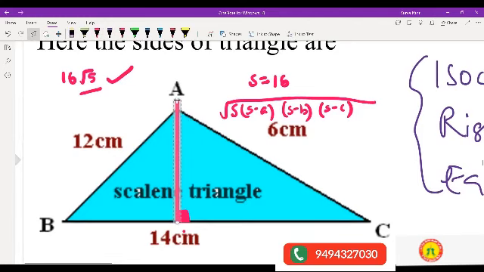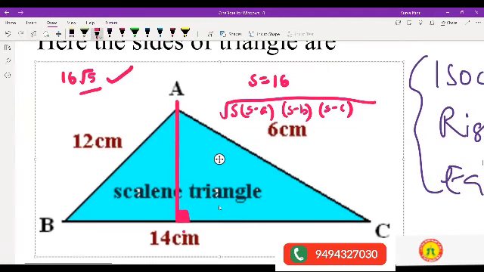We can find any of this, actually height. This height you may also find. Sir, I got 8 root 20. 8 root 20, actually that is also correct, but 20 you can again write, no? Oh, yes, sir. 20 again you can write. Yes, sir.